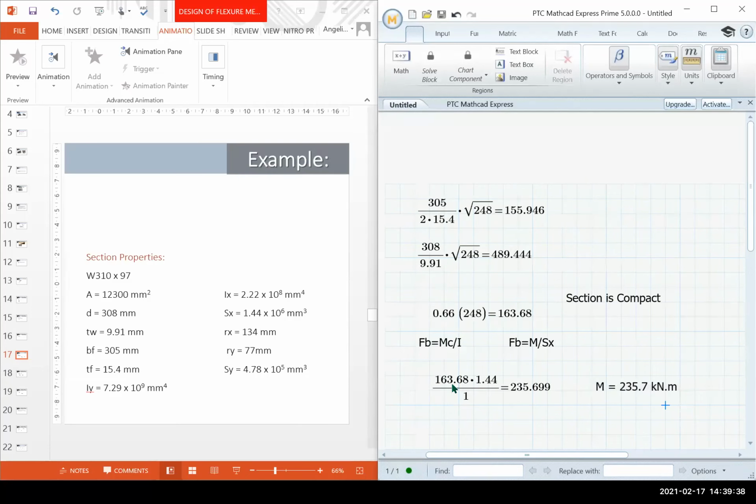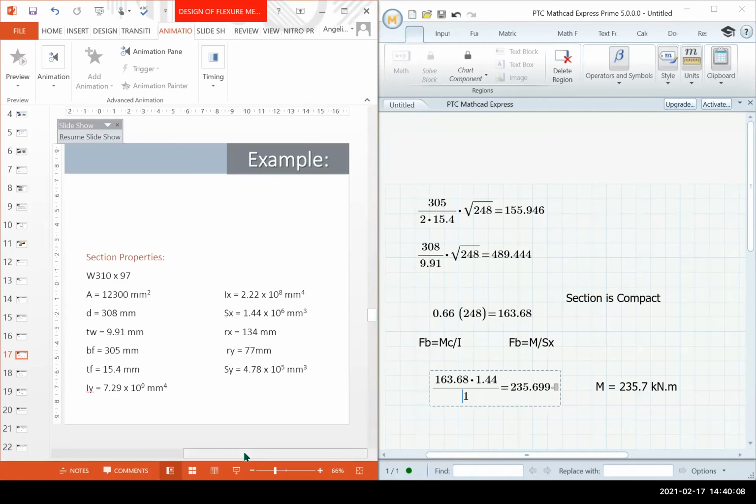Ulitin ko, no, since ito kasi megapascal, tapos itong SX natin is mm cube. So ang lalabas dyan is Newton millimeter. So to convert that into kilonewton meter, we need to divide it by 10 raised to 6. Now since 10 raised to 6 sa numerator, 10 raised to 6 sa denominator, kinansel na lang natin kaya wala na siya. So multiplying these two will give us 235.7 kilonewton meter. Okay, so this is for your letter A.